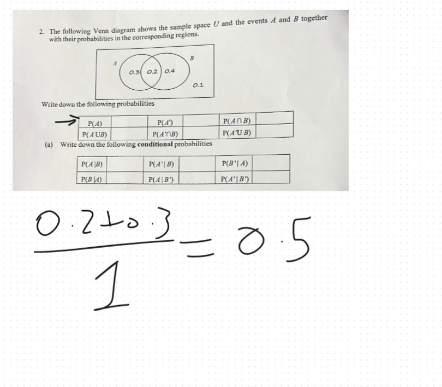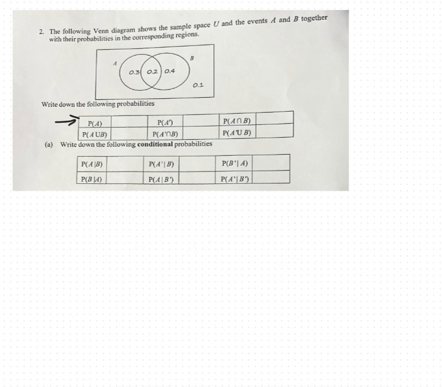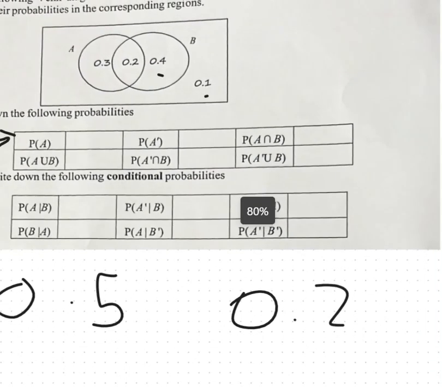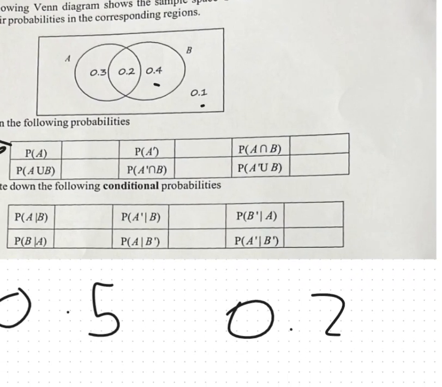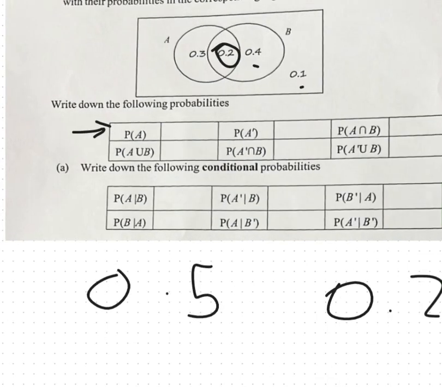The next part is A complement. We have to see how many elements are there outside the set of A, which are 0.4 and 0.1. So it would again become 0.5 over 1, which is 0.5. Then we have the probability of A intersection B, which means inside A and inside B, which is 0.2, right? We discussed it in the lesson. So this part is the intersection, which will be 0.2 over the total, which is 1.